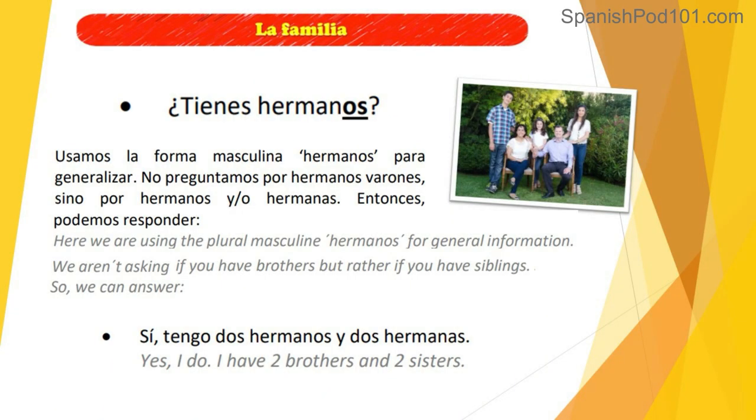Let's have a look at another example. ¿Tienes hermanos? Here we are using the plural masculine hermanos for general information. We aren't asking if you have brothers, but rather if you have siblings. So a possible answer to this would be: sí, tengo dos hermanos y dos hermanas. Yes, I do. I have two brothers and two sisters. So in this case, even if we're asking for hermanos, the general would be we're asking for siblings. So if you have brothers and sisters, you need to specify both.